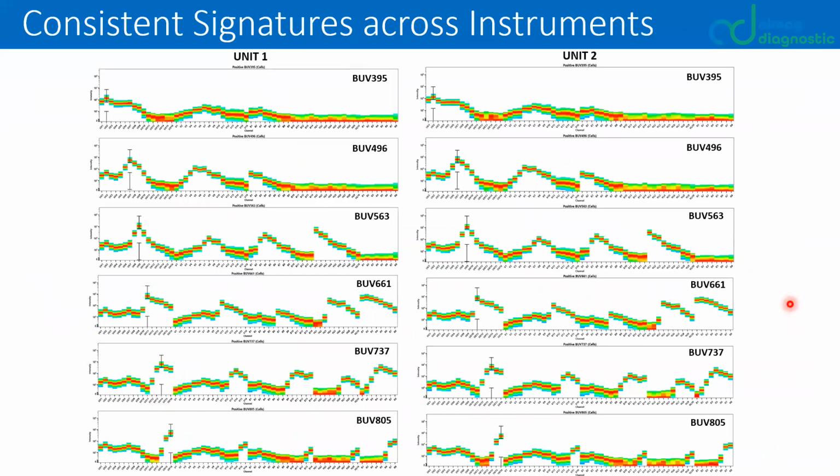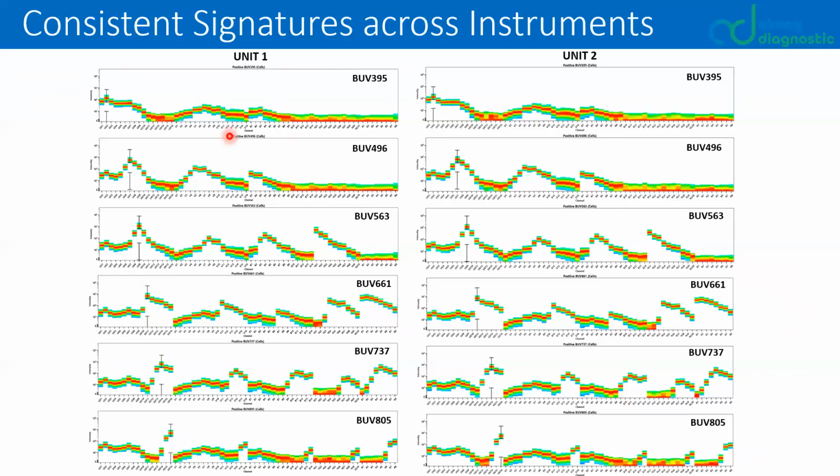Another advantage of this technology and of Cytek instruments is the consistency of the signals across different instruments. This consistency is of high importance for biotech companies that need standardized data between different instruments installed in different sites. This is possible thanks to the fact that you don't need to adjust the voltages.